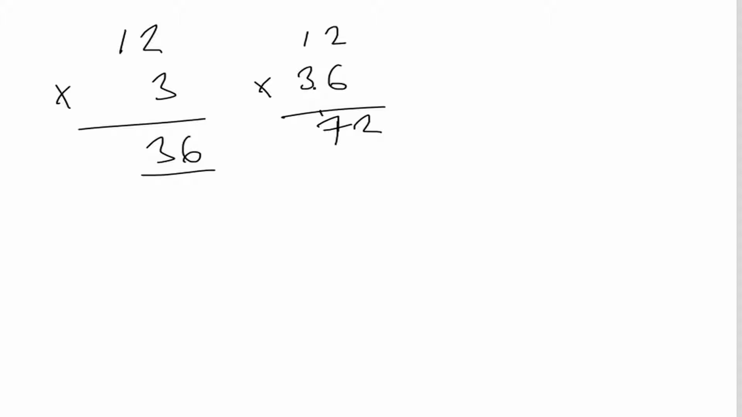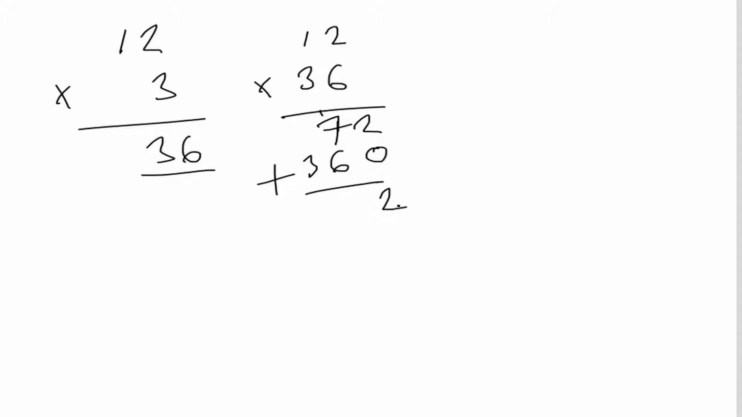Then you got 3 now, 3 times 2. But first of all, remember the 3 is in the tens unit. So we're going to put 0 here. Then we do 3 times 2, which is 6. And then 3 times 1, which is 3. Then just add the numbers together.